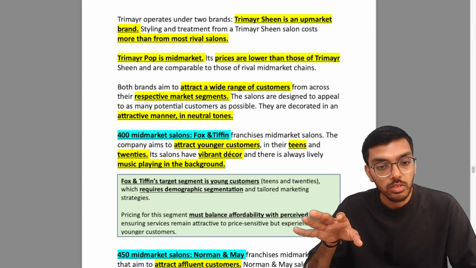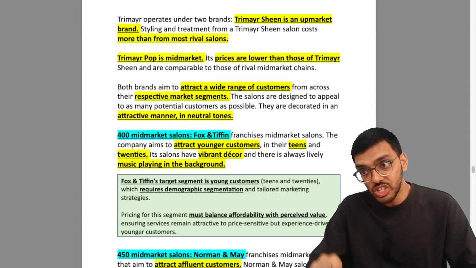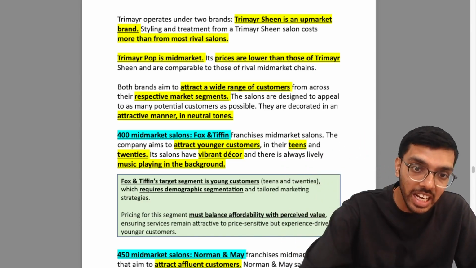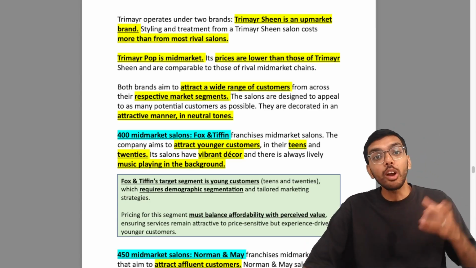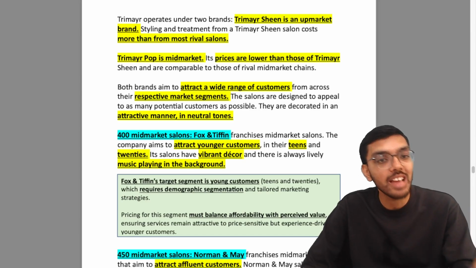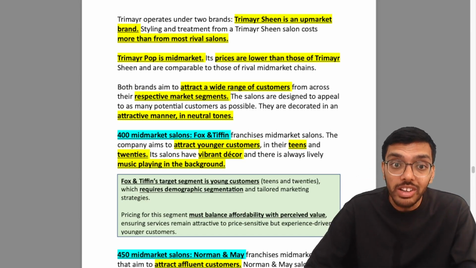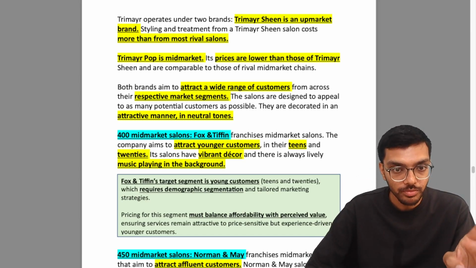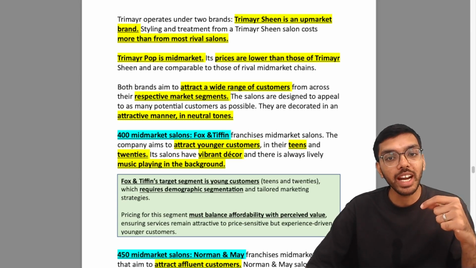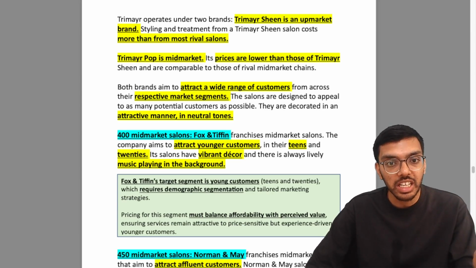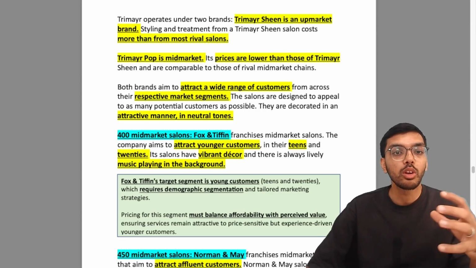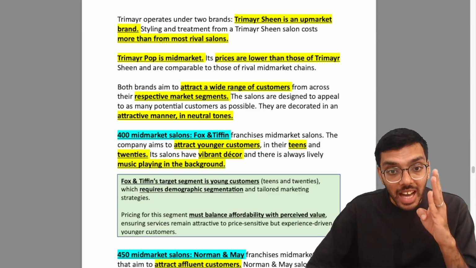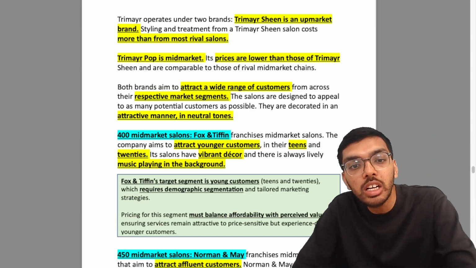So there were 4 franchised salons. The first one is Trimayr. The second one is Fox and Tiffin. They only focus on the mid-market salon segment, and they have 400 mid-market salons. The company aims to attract younger customers in their teens and 20s. Salons have a vibrant decor and they are always lively. So their target segment is young customers.